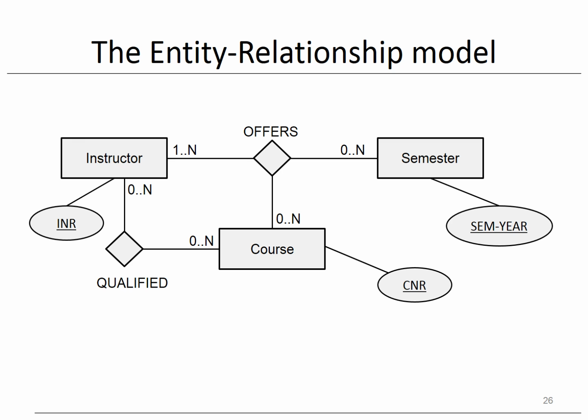Here you can see another example of a ternary relationship type. An instructor can offer a course during 0 to n semesters. A course during a semester is offered by 1 to n instructors. An instructor can offer 0 to n courses during a semester. In this case, we also added an extra binary relationship type qualified between instructor and course to indicate what courses an instructor is qualified to teach.